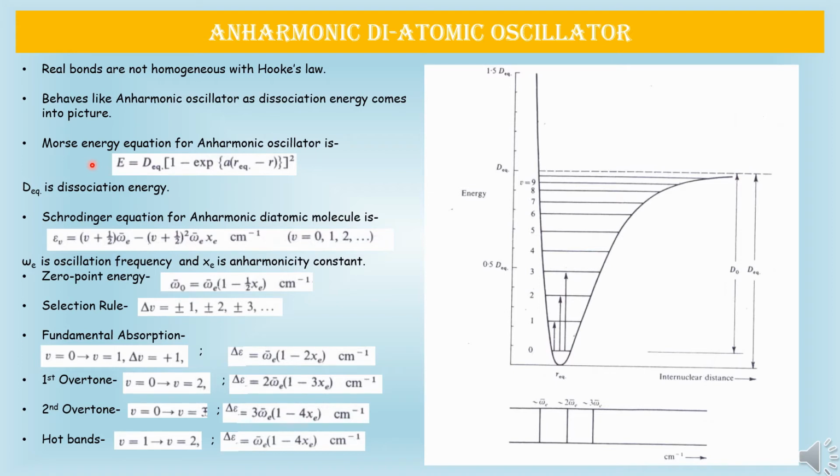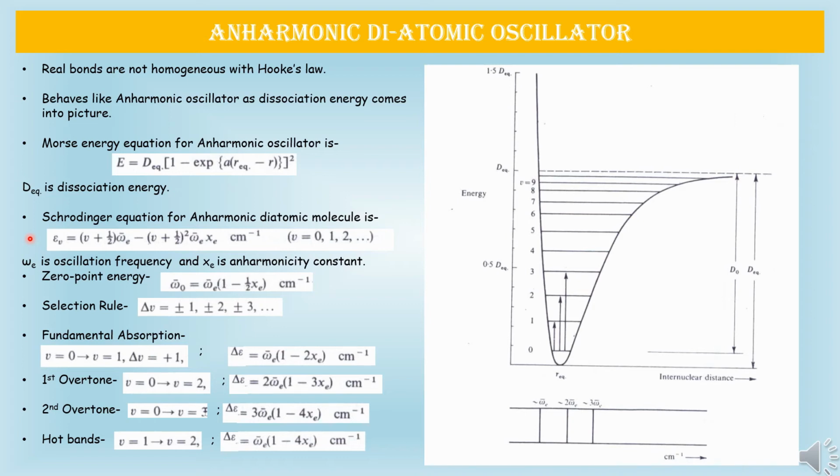Thus, the Schrödinger equation for an anharmonic diatomic molecule will be different from the harmonic one, which is shown in the slide, where V is the vibrational quantum number, omega is the vibrational frequency for the anharmonic oscillator, and X is the anharmonicity constant, where for a stretching bond vibration, the value is always small and positive. So with increasing V, vibrational levels crowd more closely together.